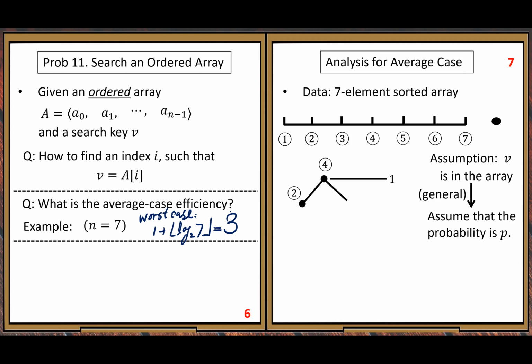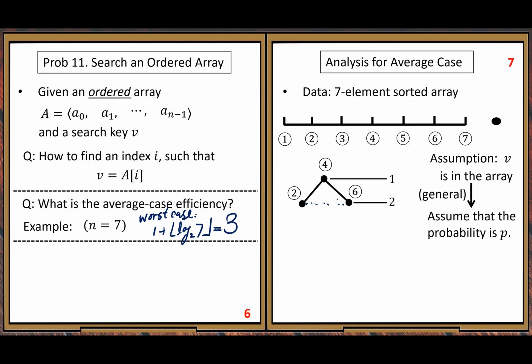For the left branch, we have 3 elements, and for the second comparison, we need to compare V with the element at position 2. So we put this node as the root of the left branch. Similarly, the element at position number 6 should be at the root of the right branch, because that's the one we need for the second comparison. So these two elements need 2 comparisons to get a match.